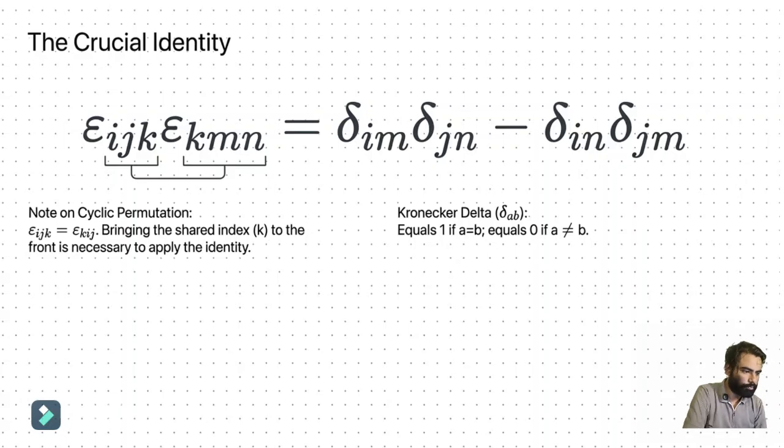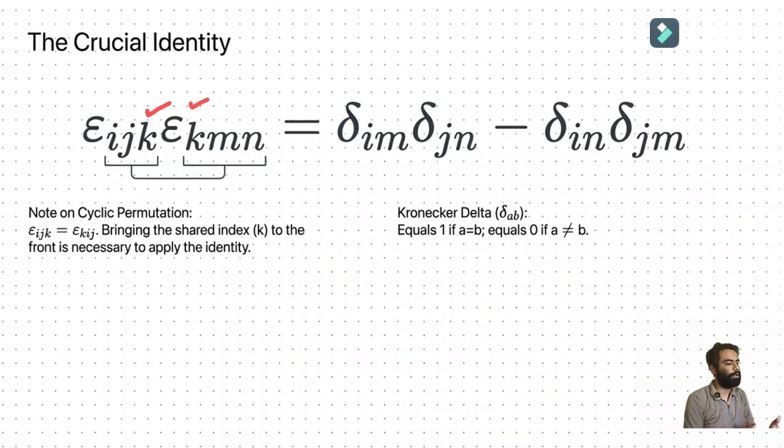Okay, now how? The first thing is this is epsilon ijk and epsilon kmn. First you have to find what is the common shared index between them. Here k is the common shared index between them. We are finding the product in that component, actually the k component.